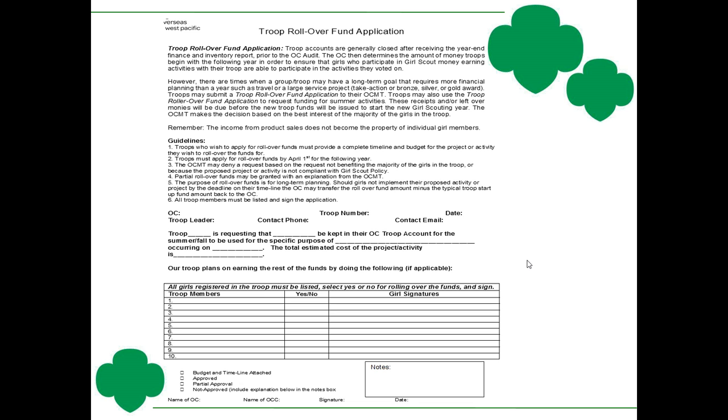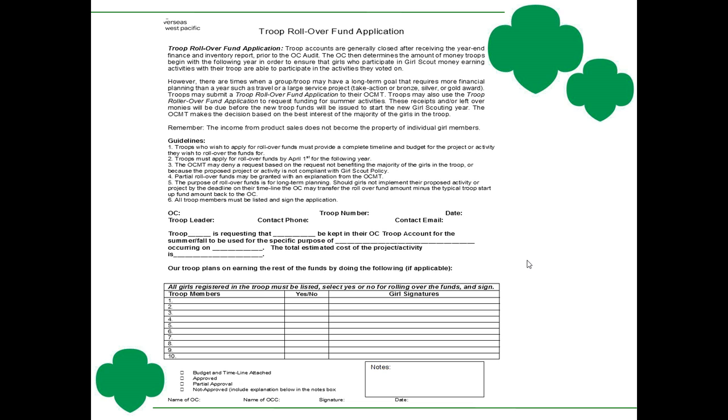Number 2, troops must apply for rollover funds by April 1st for the following year. So they need to have this by April 1st so that you have everything in order as you're doing the year-end closing at the end of May. Okay. Number 3, the Overseas Committee Management Team may deny a request based on the request not benefiting the majority of the girls in the troop or because the proposed project or activity is not compliant with Girl Scout policy. Number 4, partial rollover funds may be granted with an explanation from the Overseas Committee Management Team.